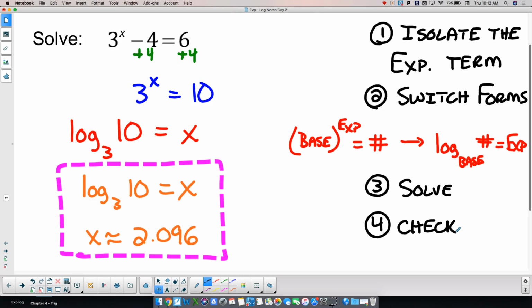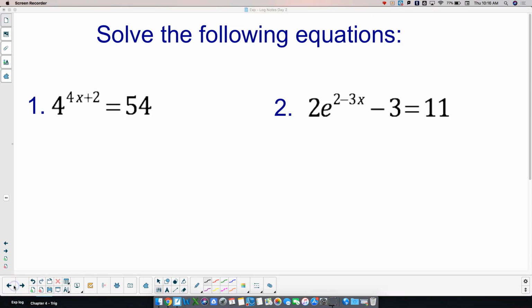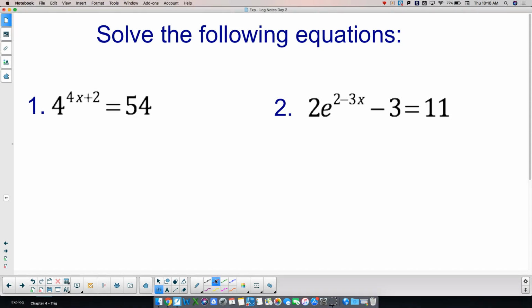Okay? What I'd like you to do now is solve those two problems. So, quick spot check. First off, number 1 is already isolated. Nothing in front, nothing below, nothing behind. So we can automatically switch forms with it. Log base 4 of 54 equals 4x plus 2.